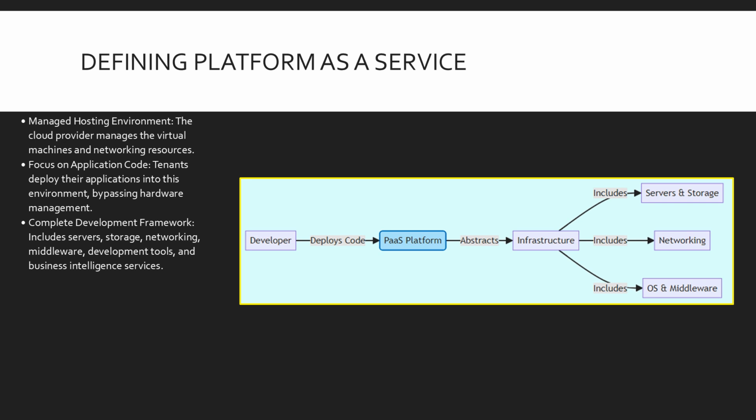sophisticated cloud-based applications. This flowchart illustrates the PaaS workflow. On the left, we have the developer who focuses solely on deploying code. They interact with the PaaS platform, the central blue node. Notice how the platform abstracts away the infrastructure layer on the right. The developer doesn't touch the servers, storage, networking, or the operating system directly. The platform handles all of that, allowing the developer to focus on the application logic.